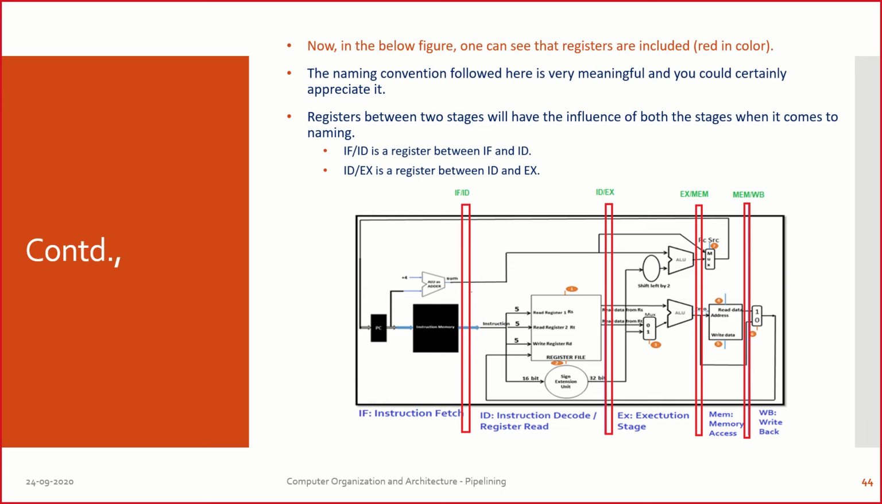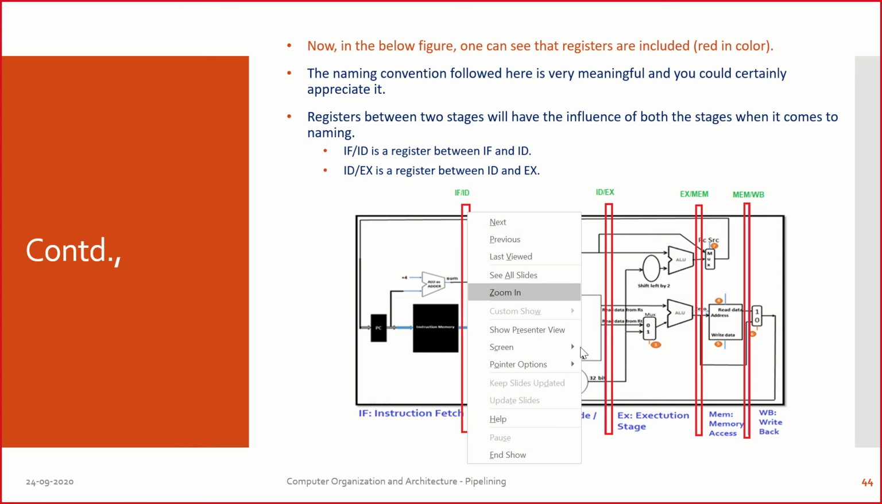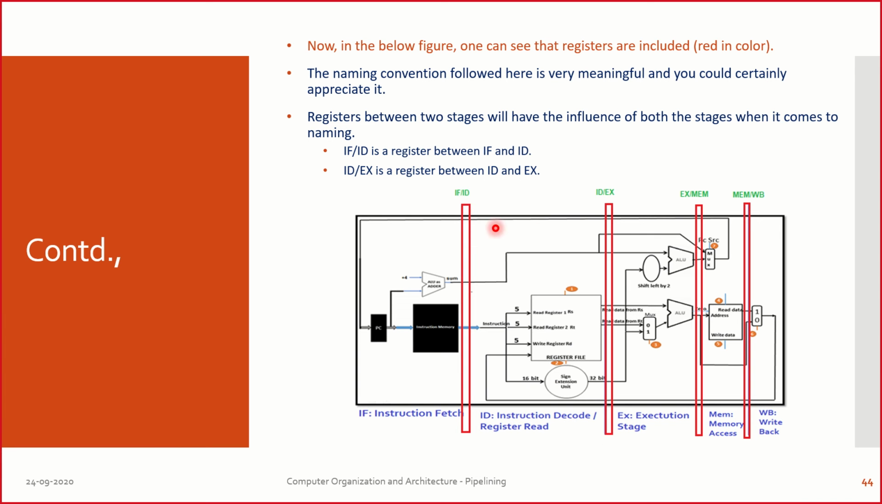So make sure that you follow the naming convention. The first register that you can see here, I'm moving the mouse pointer over it right now, is called IF/ID. What do you mean by that, sir? This is very simple. This is the register that is going to stay between the IF stage, which is nothing but the instruction fetch stage, and the instruction decode stage.